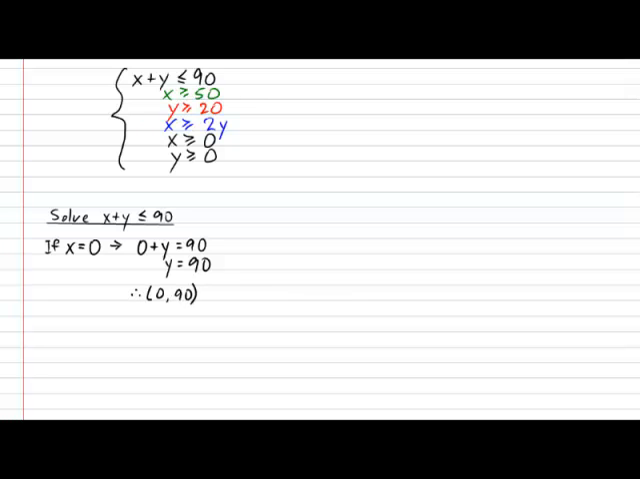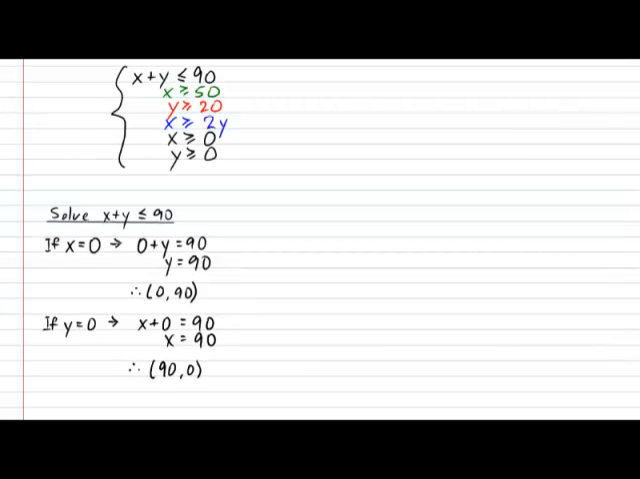Let's get a second point. How about if y was 0? Let's see what happens to the x. So we have x plus 0 is equal to 90. Therefore, x is equal to 90. And that gives a second point for drawing our straight line, located at 90 and 0.